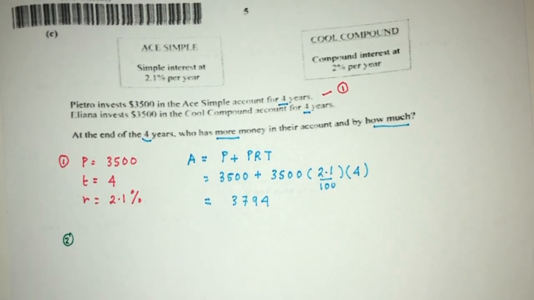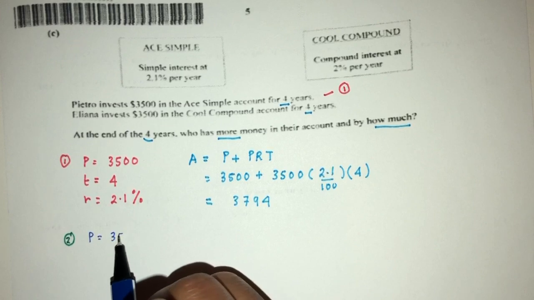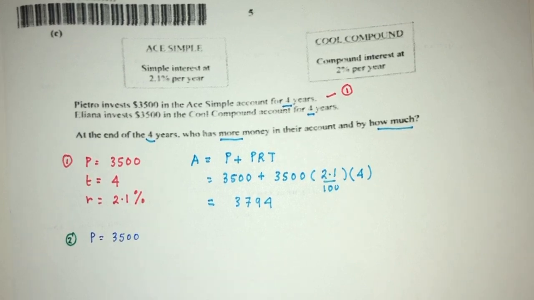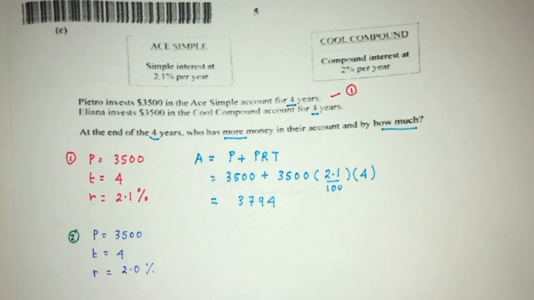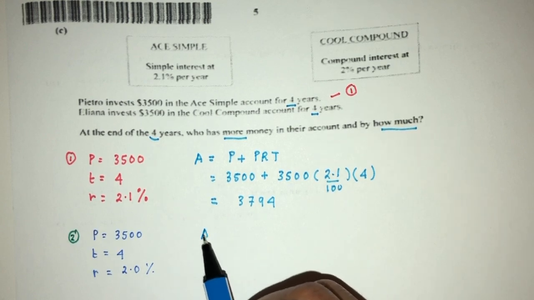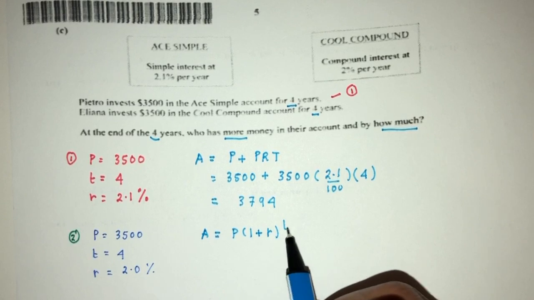Now for part 2, let's move on to the other person, Elena. Here we have P as the value of 3500, same thing. And here we also have time as 4 years, and the rate now is 2% as compared to 2.1. So I guess we have to be careful with that. Now, what is the formula we know for compound interest? We have to actually know that for this question. That will be P times 1 plus rate times time.